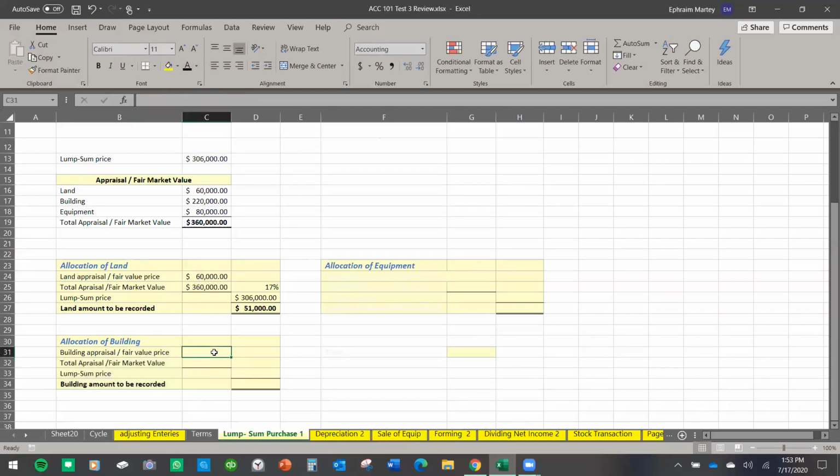I'm going to do the same for the allocation for building. What is my fair market value for building? That is 220,000, and then the total appraisal value is this 360,000. Now I find the percentage, this divided by that. That gives me 61%.